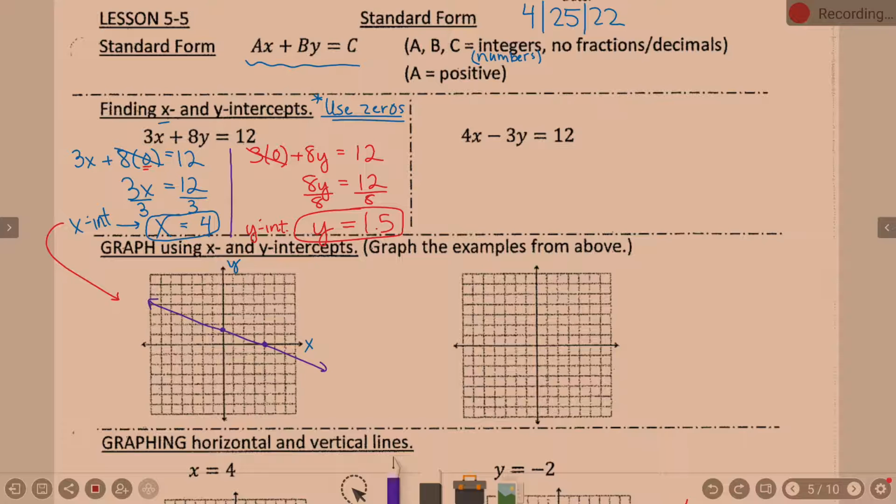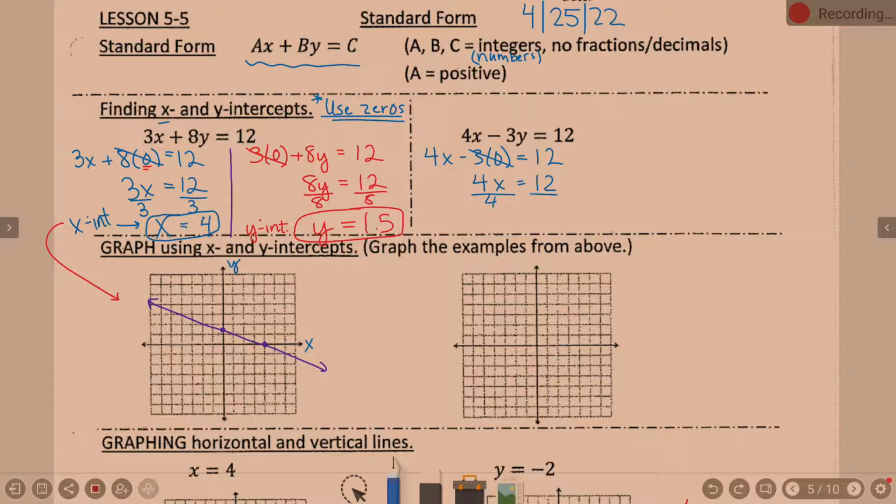You guys ready to try the next example now? Piece of cake after that one, right? Okay, guys, look back at the last example. How did we find the x-intercept? Put a 0 in for y. So this time I'm going to do 4x minus 3 times 0 equals 12. Okay. 3 times 0 is 0. Then I'm left with 4x equals 12.